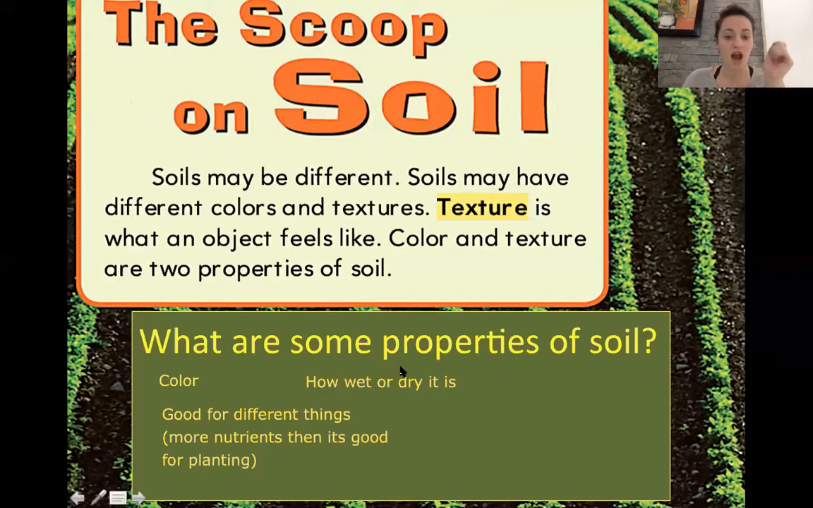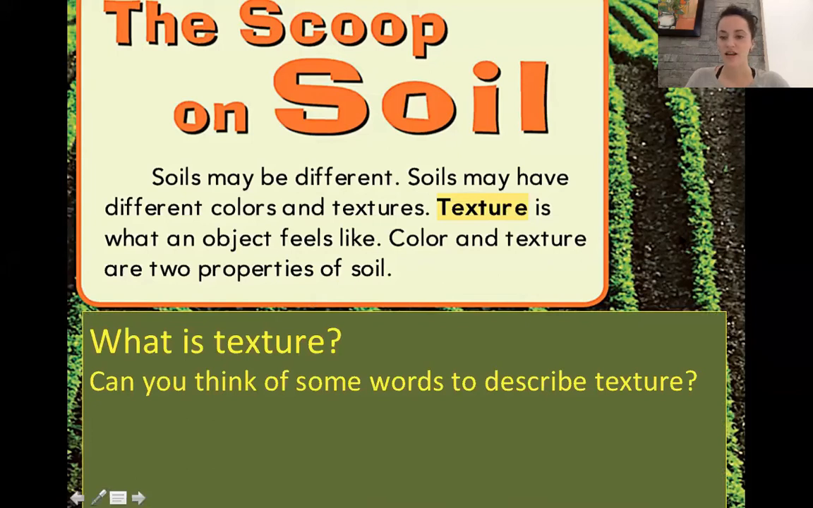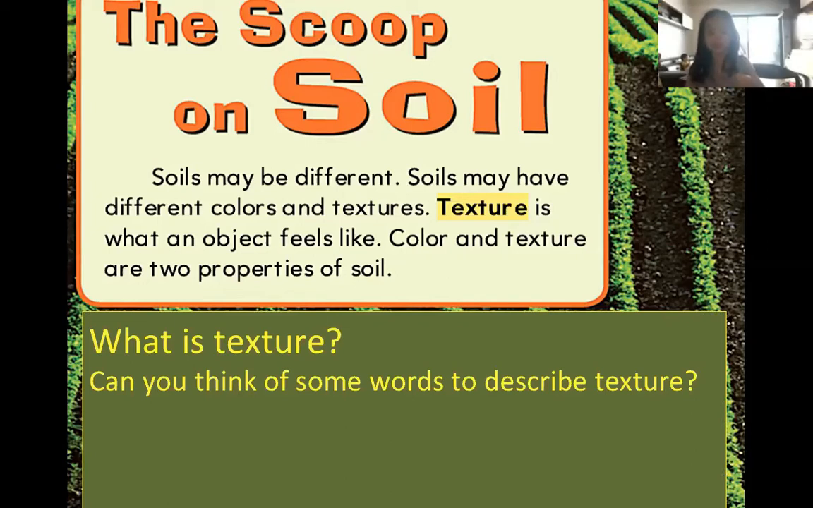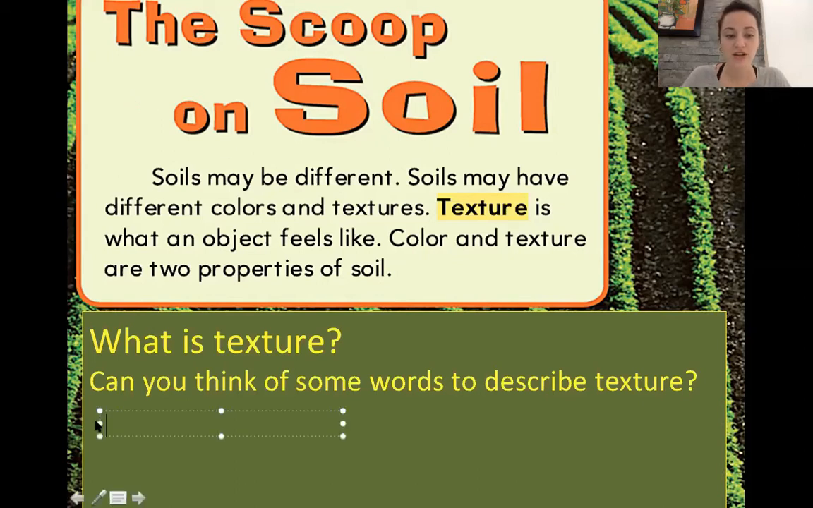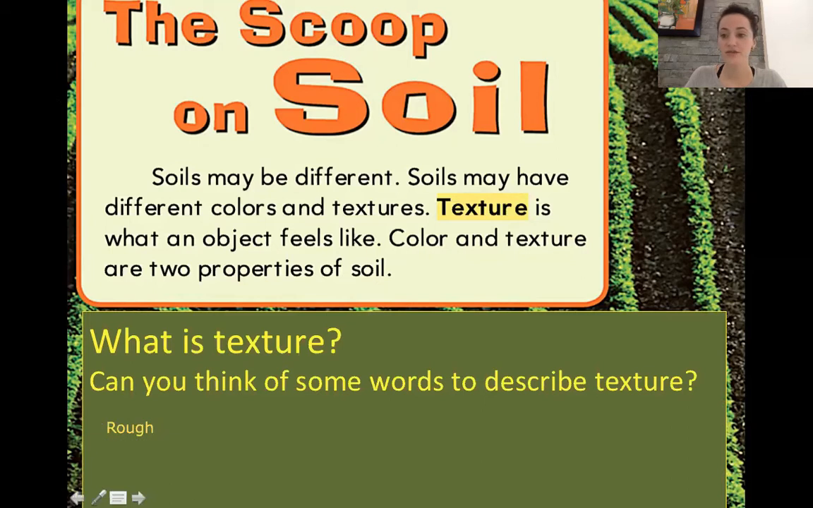All right, we can also talk about different sizes of soil. Are they little pieces? Are they big pieces? And we can talk about different textures. How does it feel? So, what is texture? Taylor, what is texture? It's what an object feels like. Very good. Can you think of a word to describe texture? What something feels like? Rough. All right, rough, very good. Rough is a texture. Excellent job.